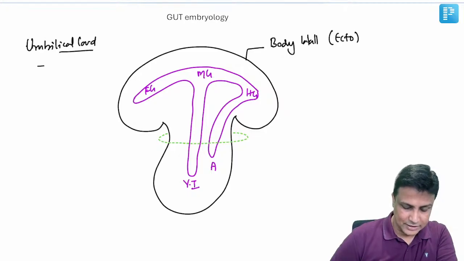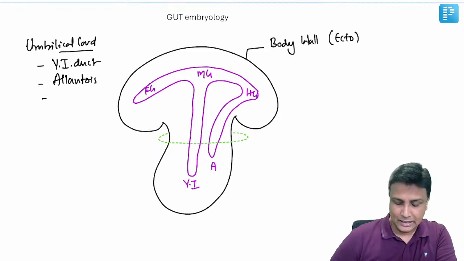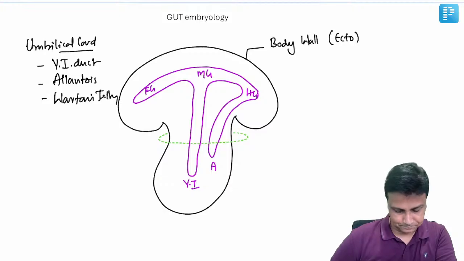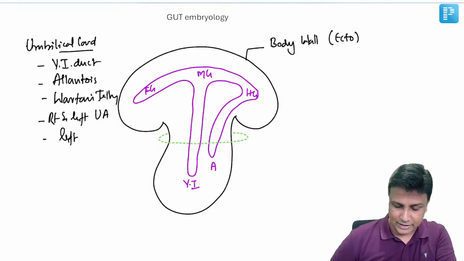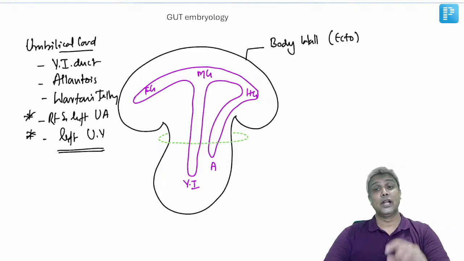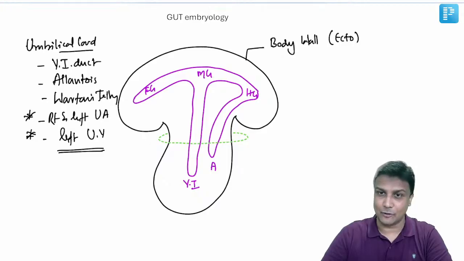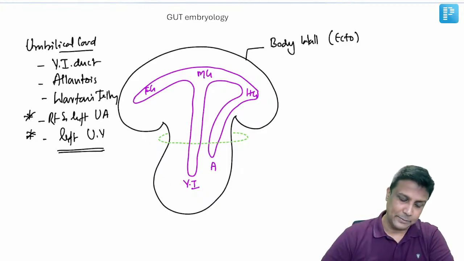Number one, you are able to see there the vitellointestinal duct. Number two, you are able to see there the allantois. Number three, that you are not able to see, there will be a jelly-like substance known as Wharton's jelly. And then there will be right and left umbilical arteries, whereas there will be only and only the left umbilical vein present over there. Please be careful with this one. Recently this was also asked in your exam. Both arteries are present, but when it comes to the vein, there will be only the left umbilical vein present. Now welcome to the MCQs here.